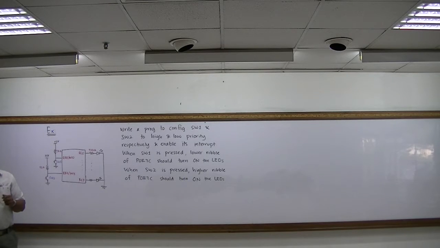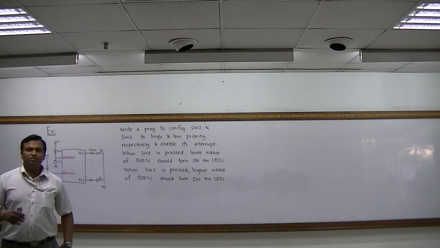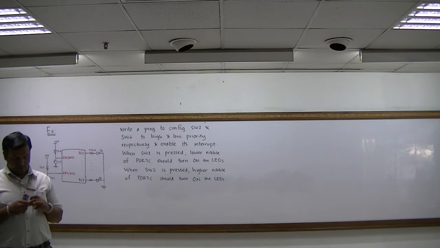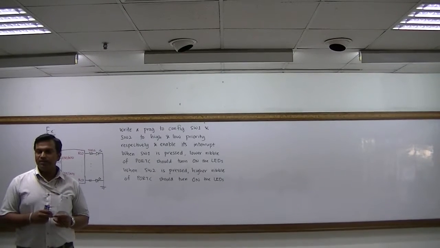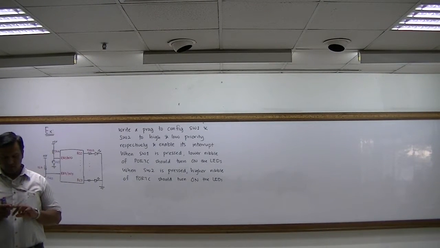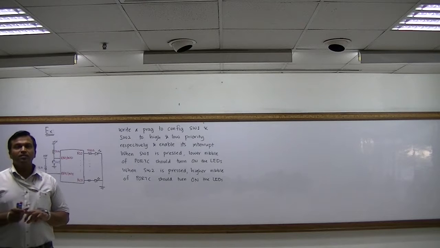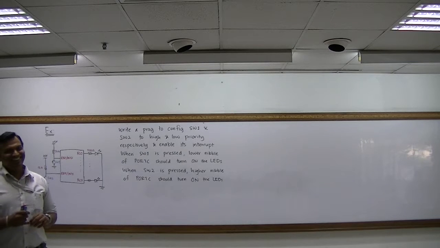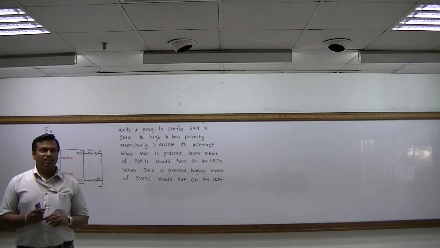So what can you understand from this question? Don't worry about writing, this is a discussion. What do you understand from this question? Then there are two interrupts. And what else do you understand from the question? The lower nibble and the high nibble.